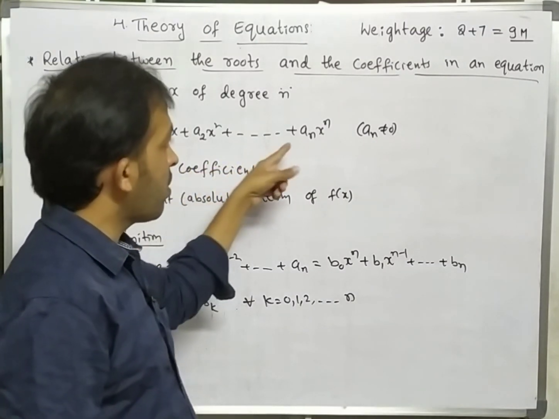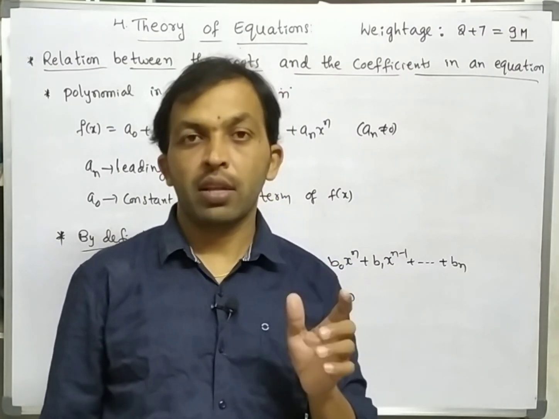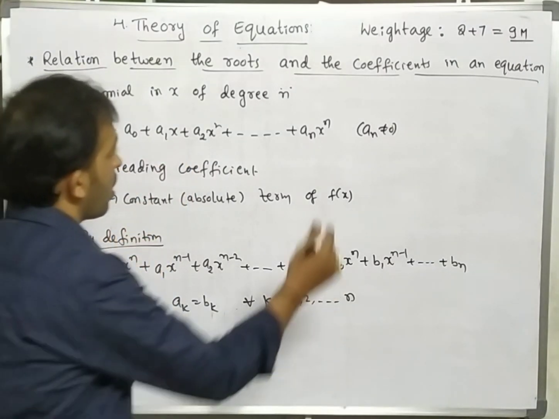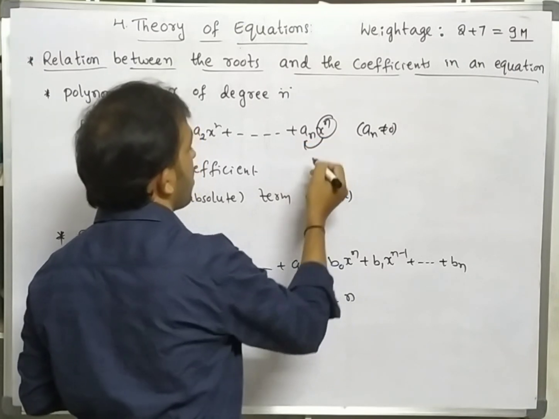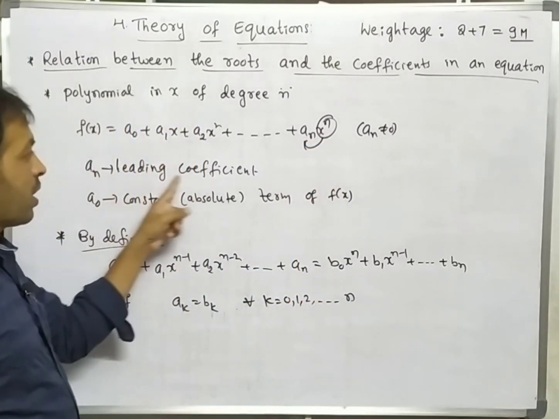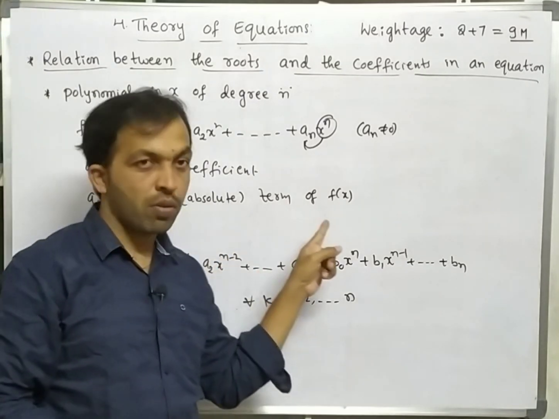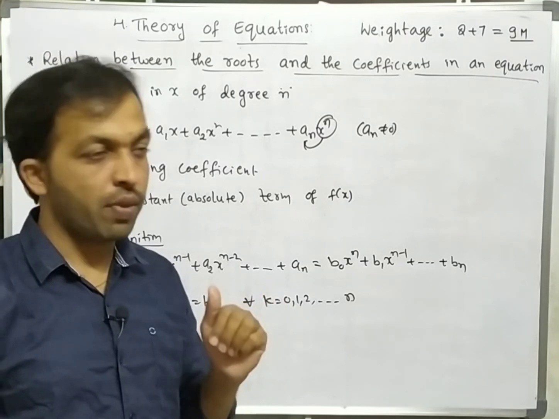Previously we wrote it like this: a0 xⁿ + a1 xⁿ⁻¹, like that. We can write it like this also. In this one, the highest power is the degree, and this is the coefficient of the highest degree, so that is called the leading coefficient, and a0 is called the constant or absolute term of f(x). Previously it was different, so observe the difference.